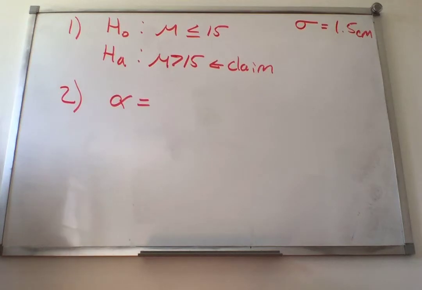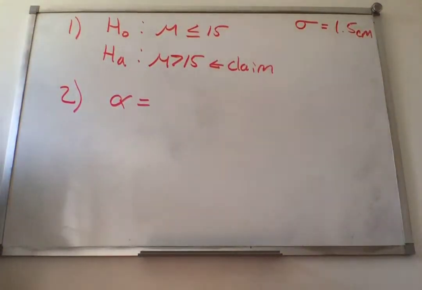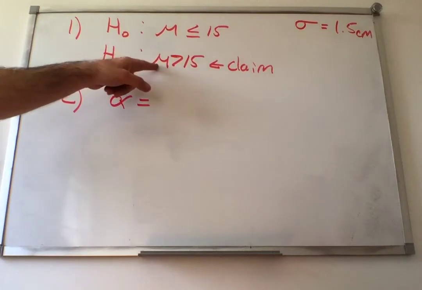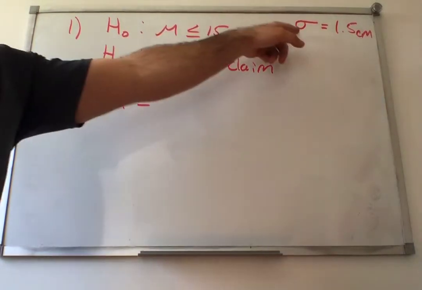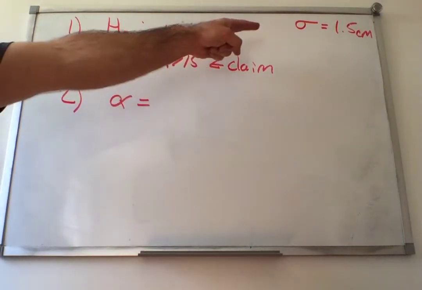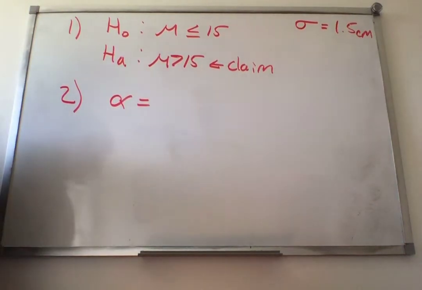In the next section, we won't know the population standard deviation. We will be given the sample standard deviation. And since we're going to be talking about means, we don't know the population standard deviation, but we know the sample standard deviation. We will be using the t-test. So you really have to pay attention to whether you know the population standard deviation or not.